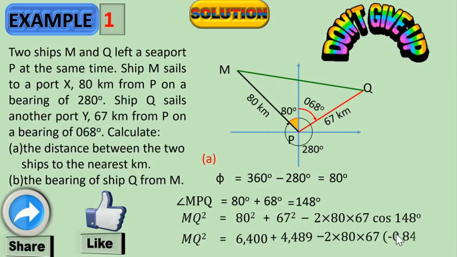Put the value of cos 148, and that is minus 0.8480. Don't give up. You will make it. So we move to the next slide to continue the solution to the question.